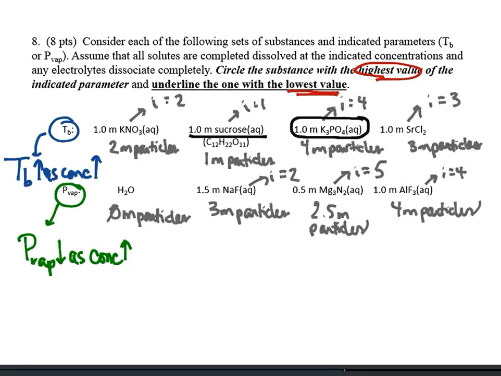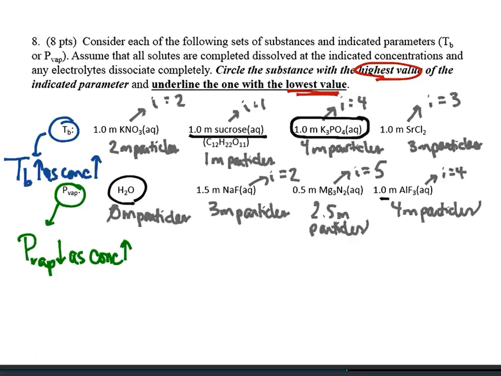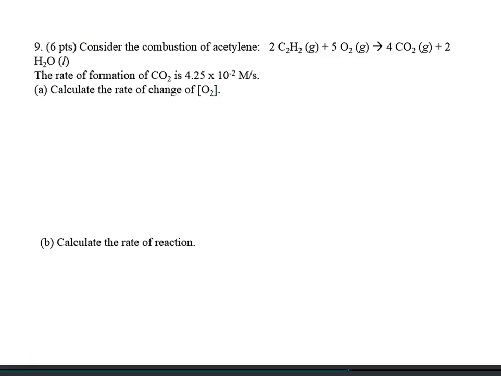So now we're going to find the one with the lowest concentration, and that should have the highest vapor pressure, and that's water. The one with the highest concentration should have the lowest vapor pressure, and that is aluminum fluoride. So those were worth 2 points apiece. Let me know if it's confusing. Number 9.